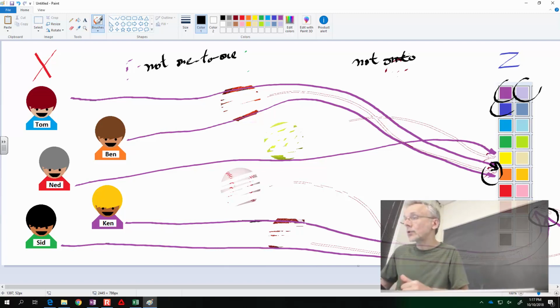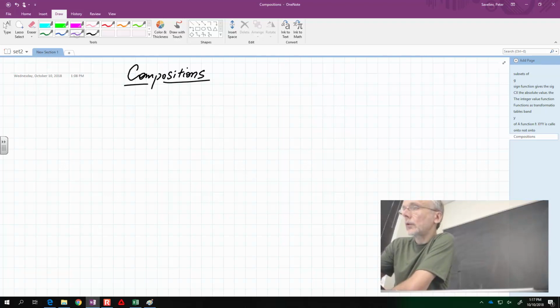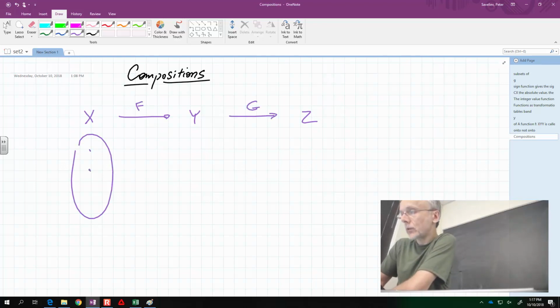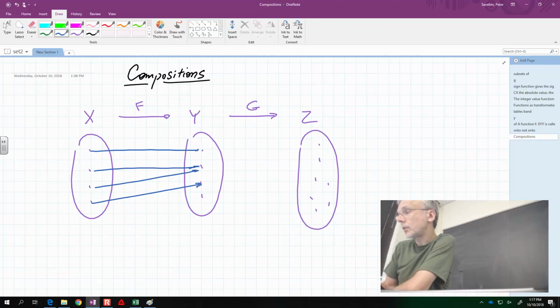Combining two functions into one. When it is arrows, it is fairly straightforward. You just follow from arrow to arrow. So let me have that picture done one more time. Suppose I have X here, Y here, Z here. I have a function here, say f, and let's say g. So I have X with some elements, Y with some elements, and Z with some elements. Then I draw arrows from the first to the second, maybe onto, maybe not.